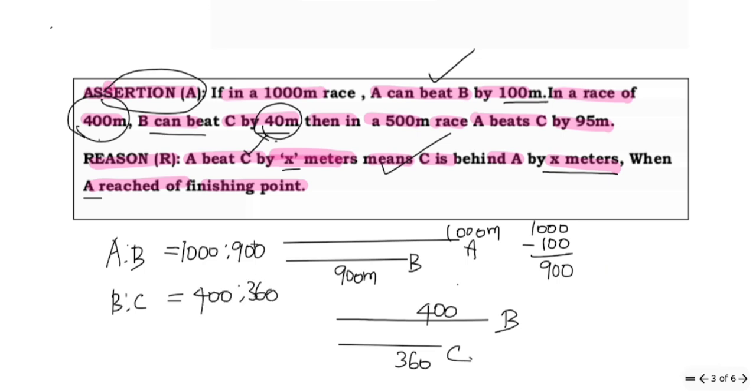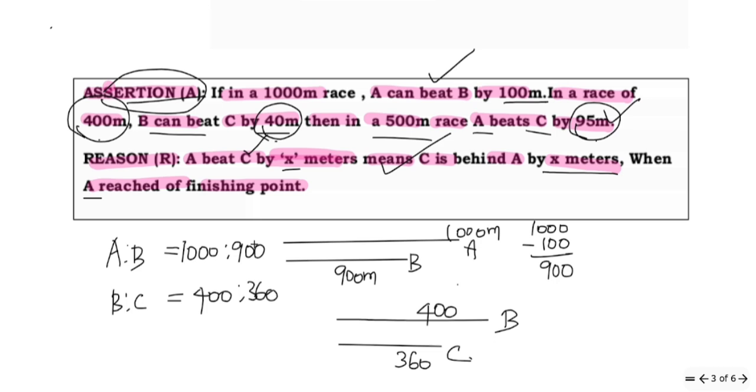Now they are asking for C actually. They have mentioned that in a 500-meter race, A beats C by 95 meters. That we need to cross check whether it's true or right. Sometimes it won't match. If it's not satisfying, then we can tell that assertion A is wrong, because they are telling that in a 500-meter race, the difference in distance between A and C is 95 meters. That we will cross check.